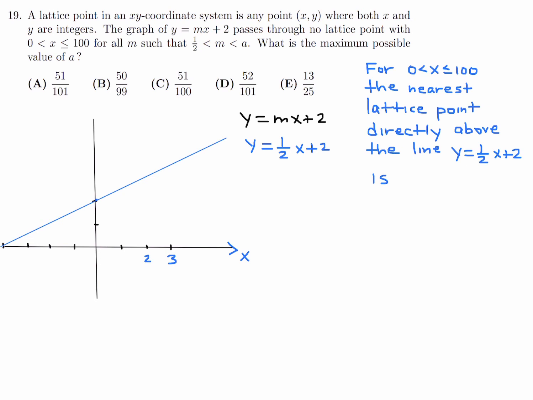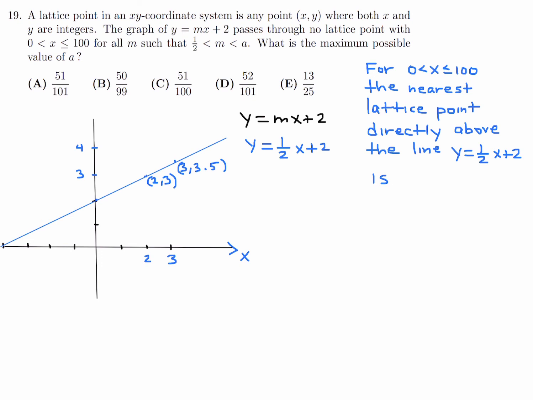Now, when x is between 0 and 100, we want to find lattice points. Now, I have already drawn this graph, that line I should say. Now I want to concentrate on some value of m. Now, let's label this. When x is 2 on this line, you're going to have 3. So this point right here is approximately 2, 3, right there. And this is 3. So this is 2, 3. And then when x is 3, this point approximately is going to be 3 for the x-coordinate, and then about 3.5 for the y-coordinate. So this is 3.5.